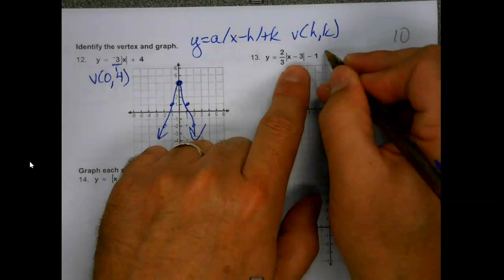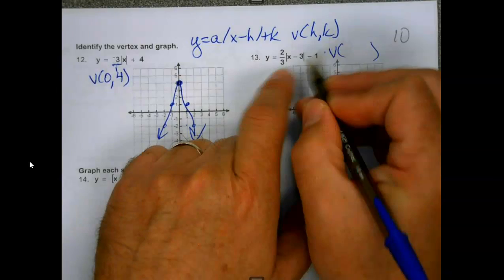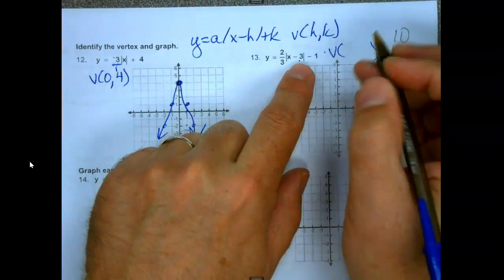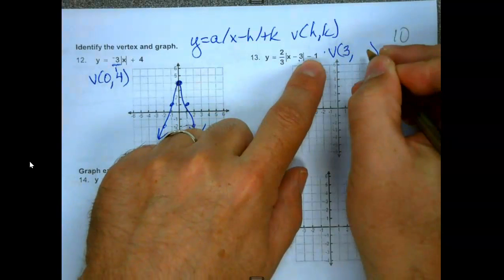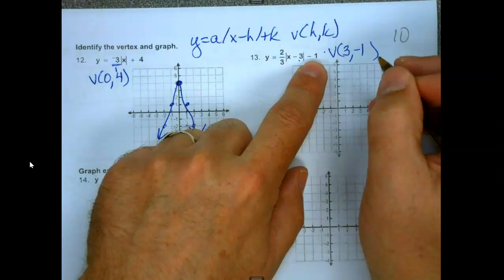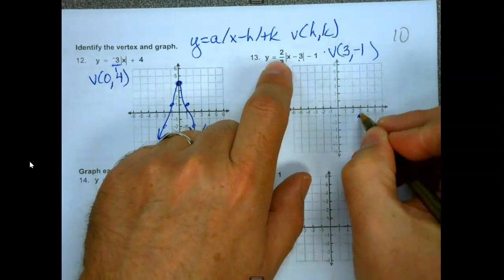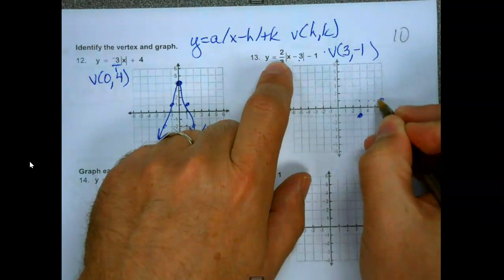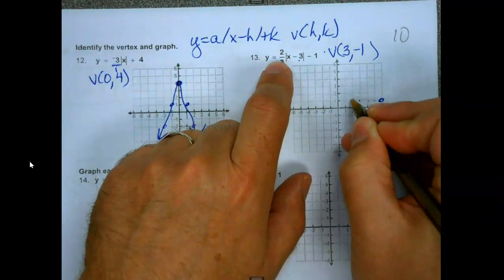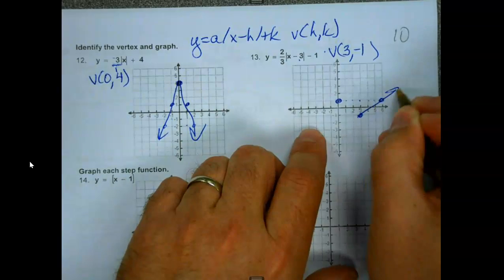Here, another place to be careful. Opposite of H, opposite of -3 is 3. Keep the K. The plus just means keep it. That's 2/3. 1, 2, 1, 2, 3. Both directions.